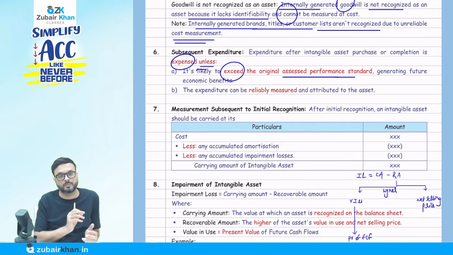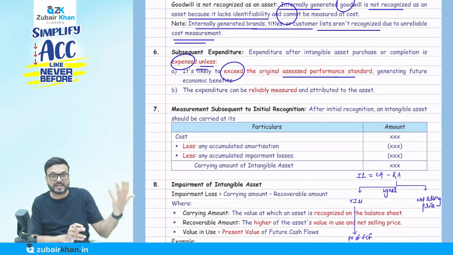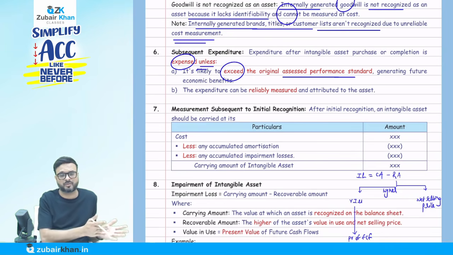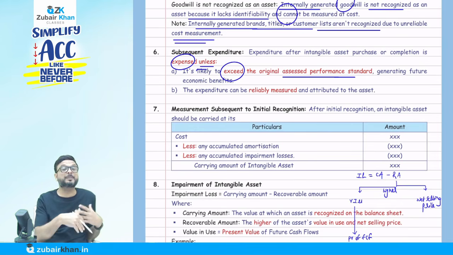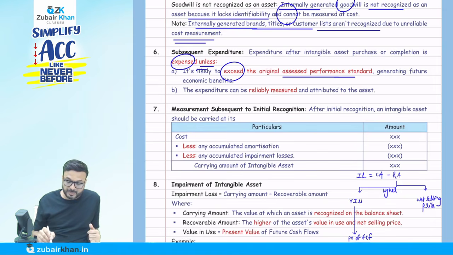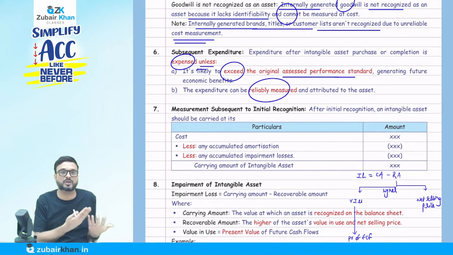For example, you purchase a software. When you purchase an accounting or tax software, every year you pay a certain amount for annual renewal, and that will go to the P&L account. The performance stays the same. But if you upgrade the accounting or tax software, so that it now helps you with the tax audit and transfer pricing, and you pay for that, this exceeds the originally assessed performance. That cost can be capitalized and added to the cost of the intangible asset, provided the expenditure can be reliably measured. Obviously, if you know how much expense you're incurring, then only you can recognize it.